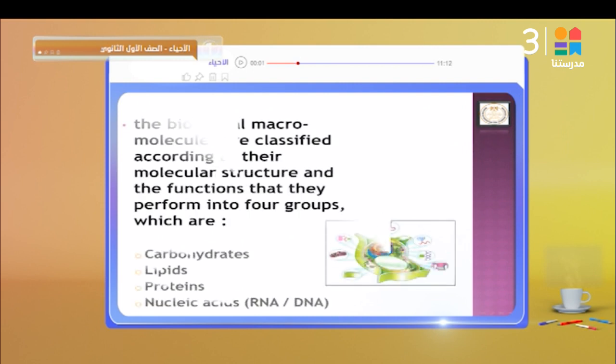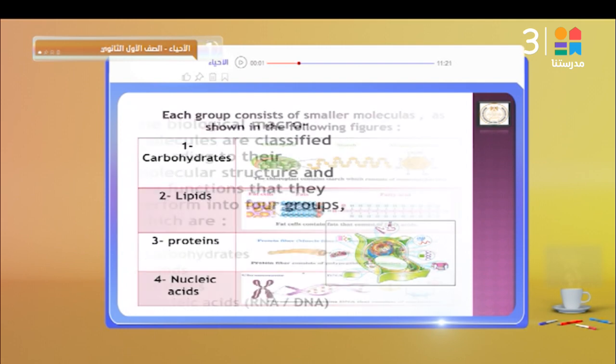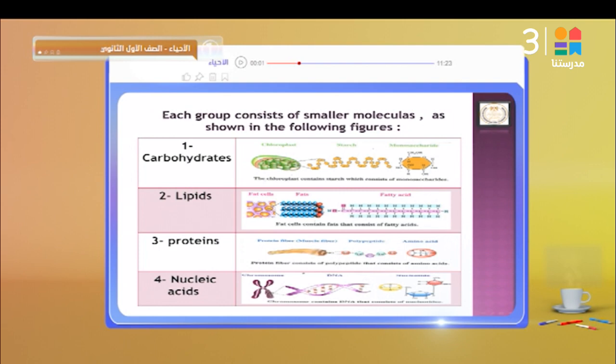Second part. We can classify biological macromolecules into carbohydrates, which enter the structure of the cells; lipids, which enter the structure of the cells; proteins; and nucleic acids, which enter the structure of the cells. Carbohydrates are formed inside the green leaf by the photosynthesis process. You studied it previously in grade 2 or grade 3 in the primary stage.